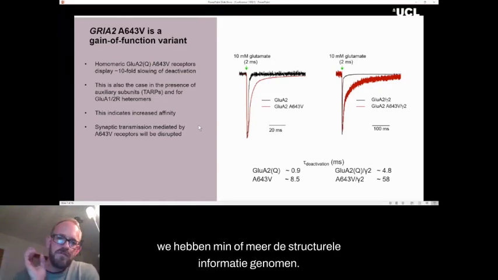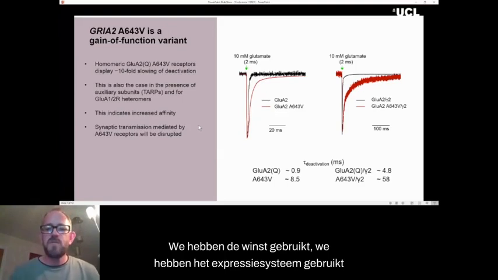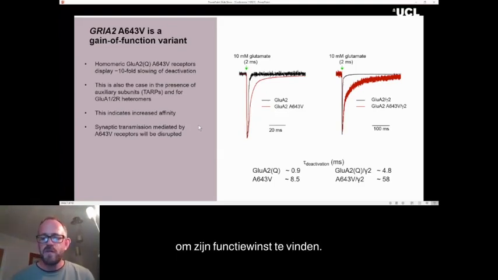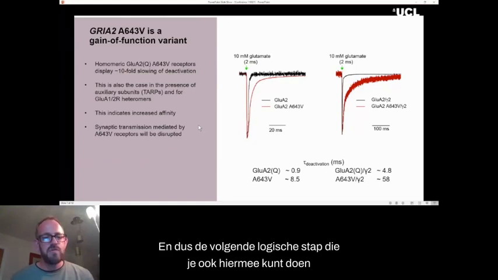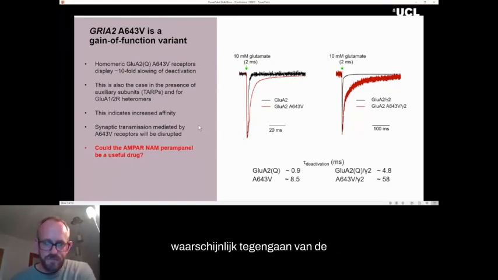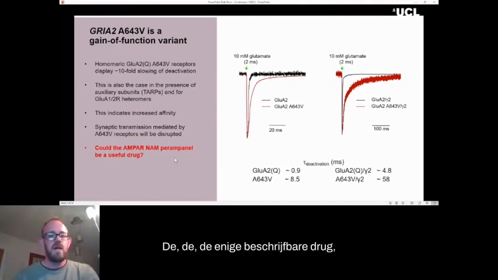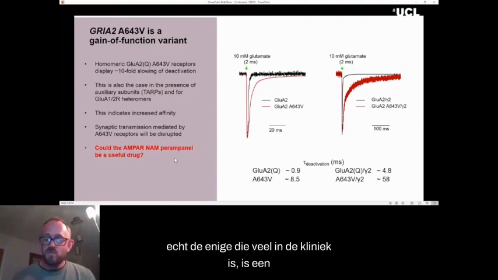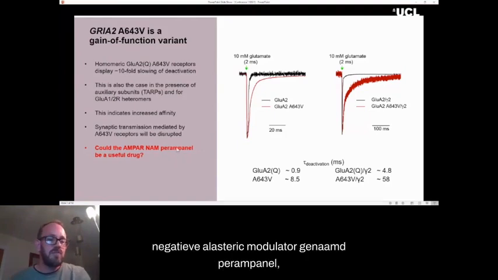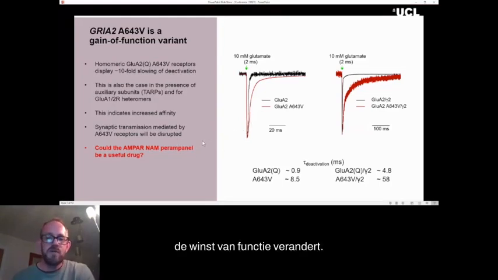Okay, so we've taken the structural information, we've made the gene, and we've used the expression system to find that it's gain of function. The next logical step that you can also do with these expression systems is to try and find a drug likely to counteract the effects of the variant. For AMPA receptors, the only prescribable drug, really the only one that's widely in the clinic, is a negative allosteric modulator called perampanel, which has the potential to counteract the gain of function changes.